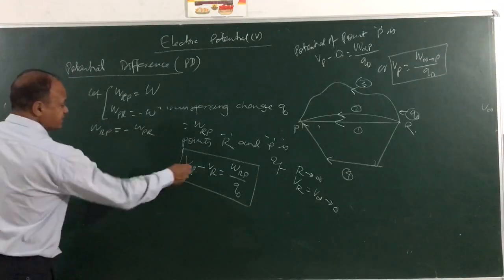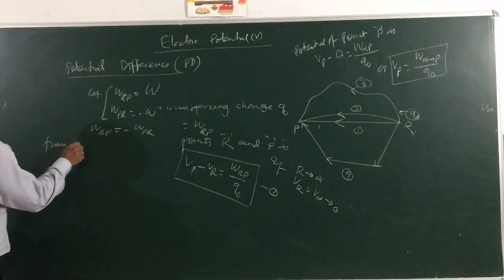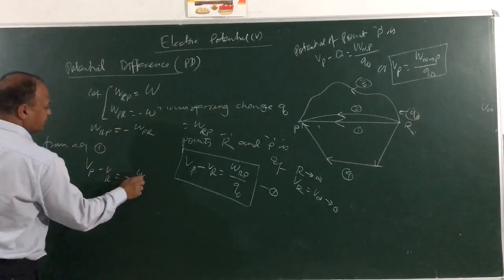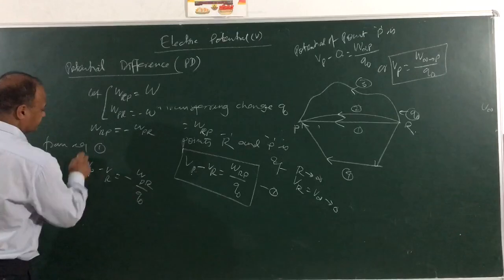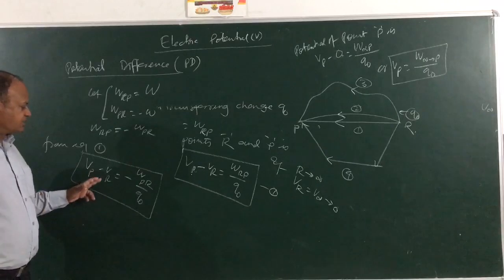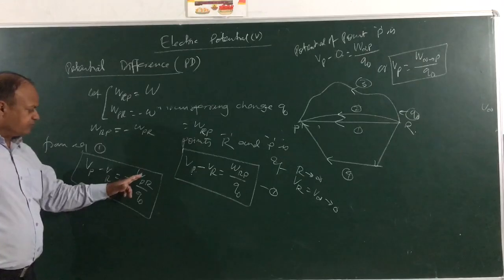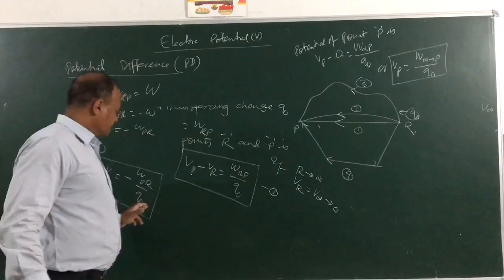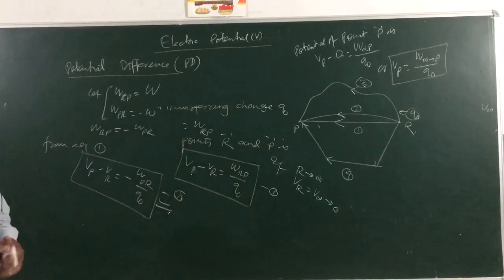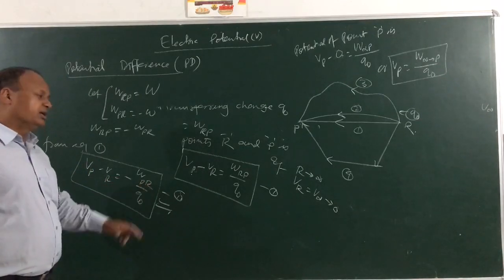Now, if I use this, then from equation 1 I can say V_P minus V_R is equal to minus W_PR by q naught. This is a very interesting result. The potential difference between P and R is the negative of the work done from P to R. Here it is R to P, here it is P to R. So make sure you remember this equation. This will be an important one to remember. V_P minus V_R is equal to minus W_PR by q naught.